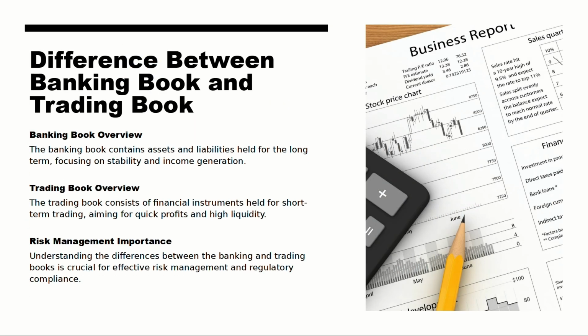Difference between banking book and trading book. Banking book overview. The banking book contains assets and liabilities held for the long term, focusing on stability and income generation. Trading book overview. The trading book consists of financial instruments held for short term trading, aiming for quick profits and high liquidity.